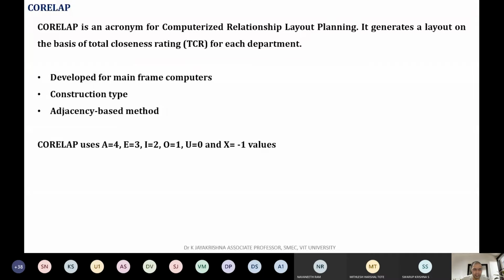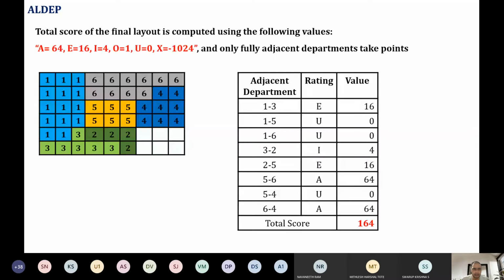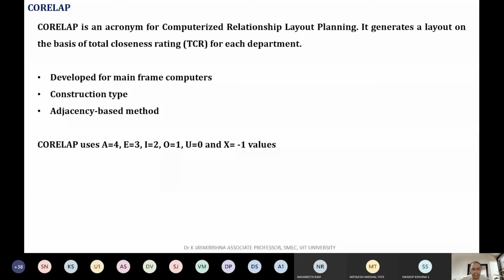Again, look here: in the last problem, for the A value, we used 64, 16, 4, 1, 0, minus 1024. That is also possible, but I prefer to use only 4 for A. A, E, I, O, U, X is the relationship rating, so it is going to be 4, 3, 2, 1, 0, and minus 1. A means the relationship is strong, as with the relationship between your father and mother, which is very high. And with your professor, it's going to be minus 1. So X is minus 1.